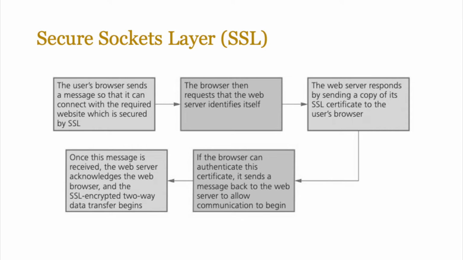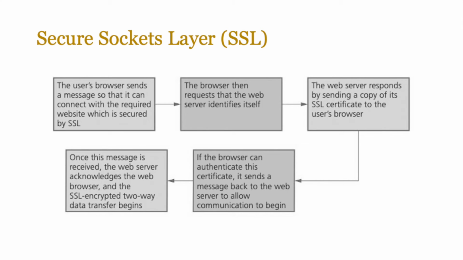The user's browser sends a message so that it can connect with the required website, which is secured by using SSL. The browser then requests the web server to identify itself because it needs to check its identity. The web server responds by sending a copy of its SSL certificate to the user's browser. The browser can authenticate this certificate because it will check against a trusted store where it says, okay, all of these certificates from these sources are genuine. And if it's valid, it then sends a message back to the web server so communication can begin.